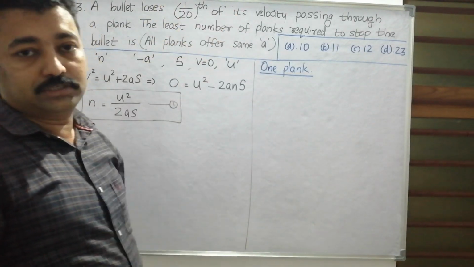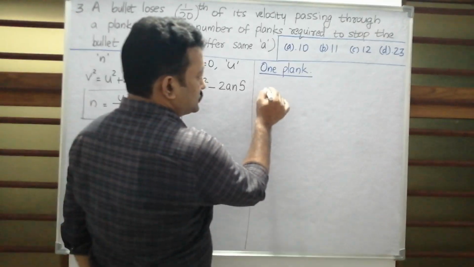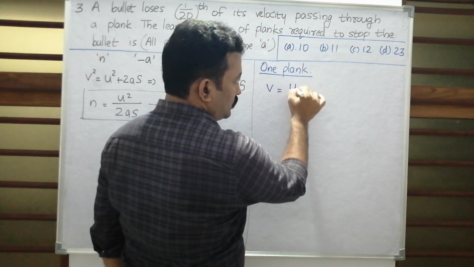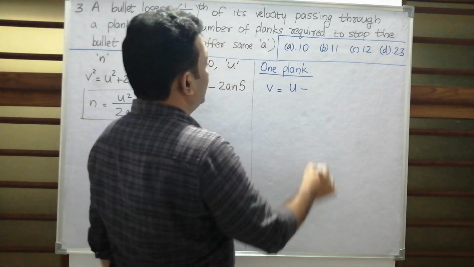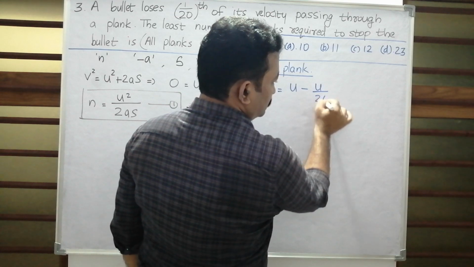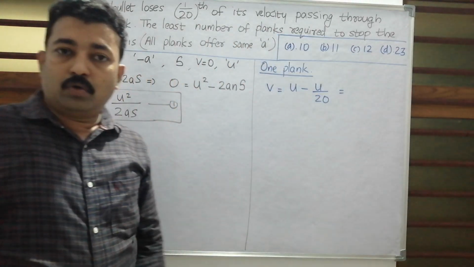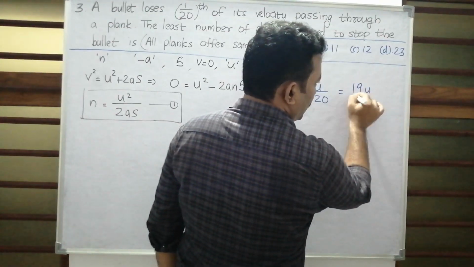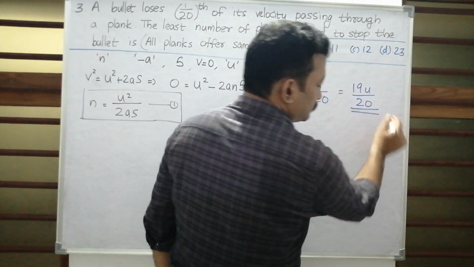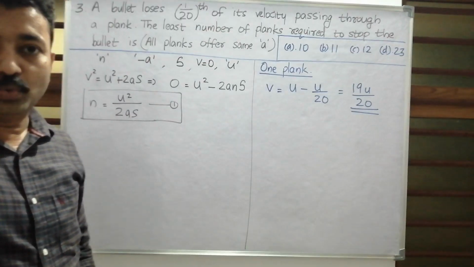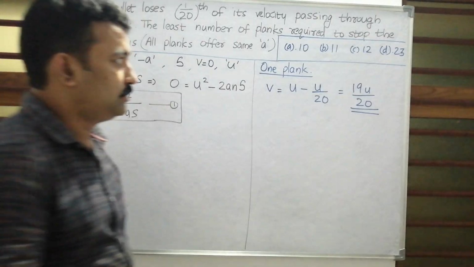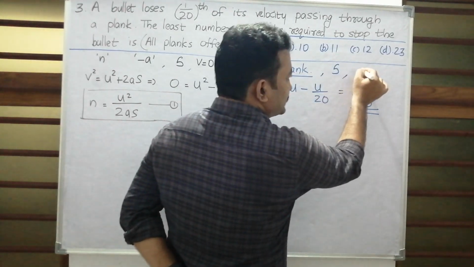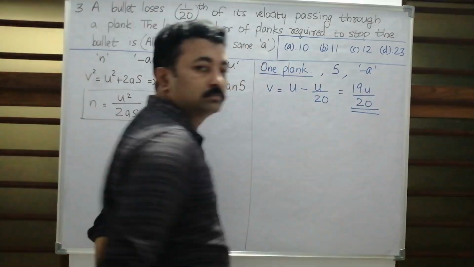When the bullet is passing through one plank, its velocity loses 1/20th of the initial velocity. That means when it passes through that one, if initially it was u, it is reducing by u by 20. Or we can write that it becomes 19u by 20. This is what is happening when it is moving through one plank. And one plank has a thickness s.